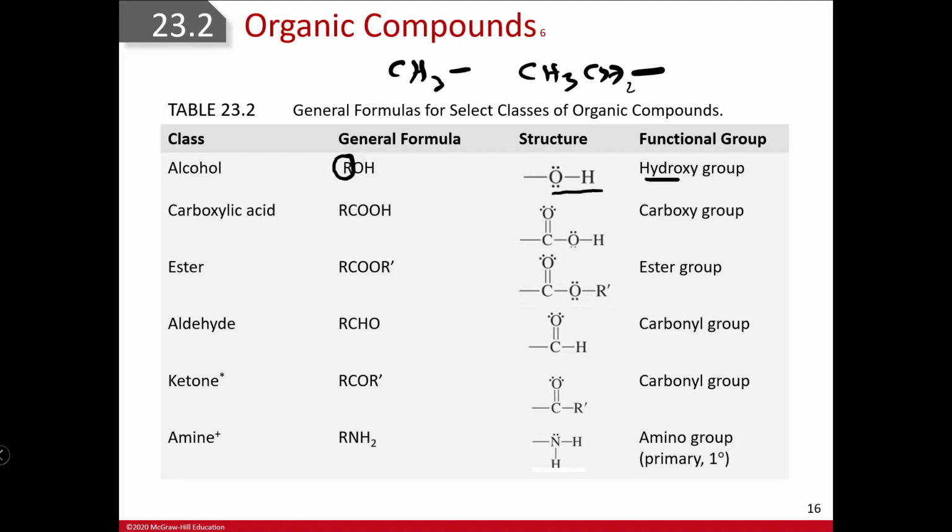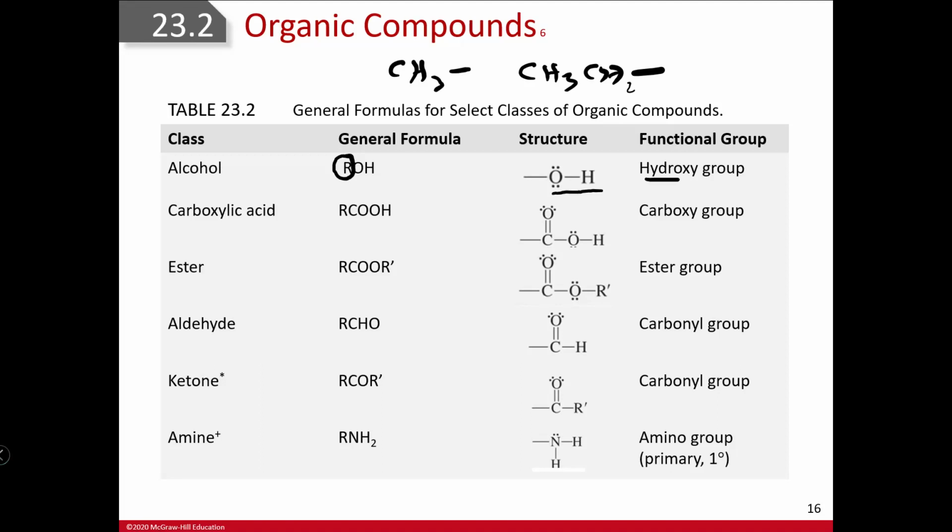If it's attached to CH3, it's methanol. If it attaches to CH3, CH2, it's ethanol, and so forth. So that's why you have to know the chain names: methyl, ethyl, propyl, butyl, and then we attach it to this, and then it becomes an alcohol.